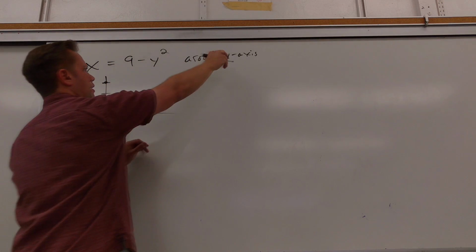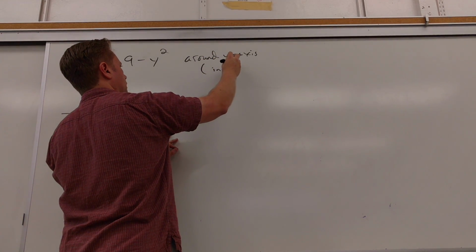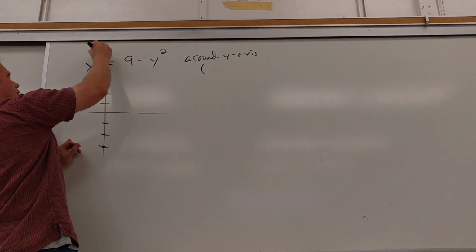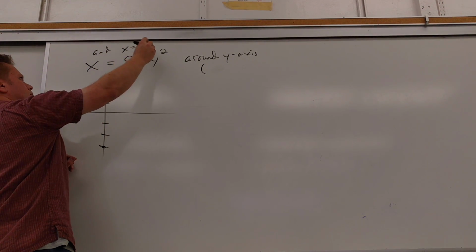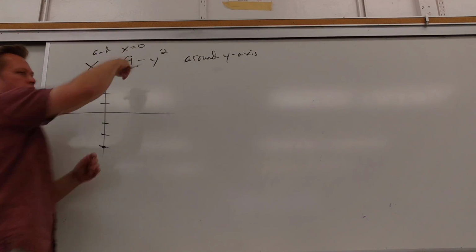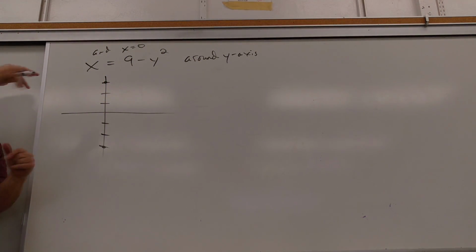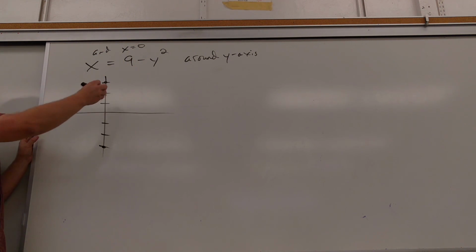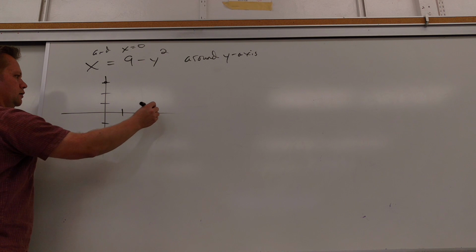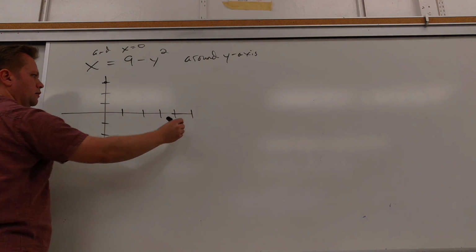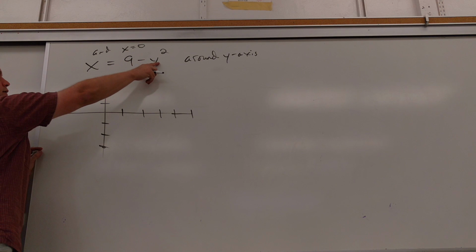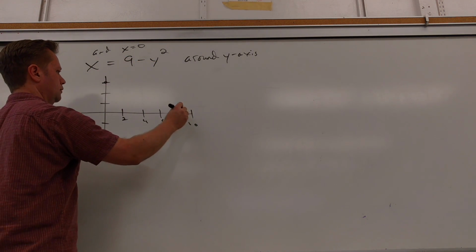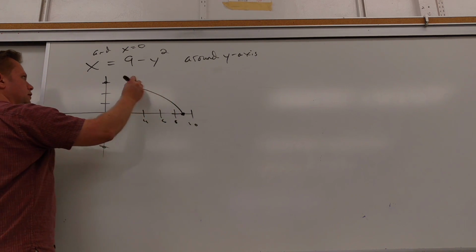So let me say, around the y-axis, bordered by this and x equals 0. I have to tell you what the region is bordered by. So the region is bordered by this shape and x equals 0, which is the y-axis. And how far out does it go here? When y is 0, x is 9. 2, 4, 6, 8. Just like this.